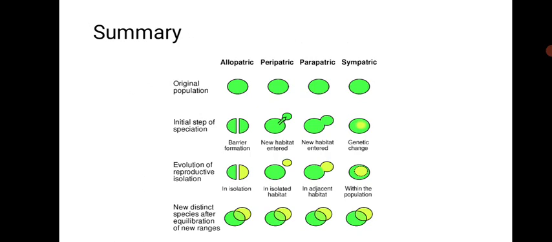In parapatric speciation, a new habitat is entered in an adjacent habitat and speciation can occur. And in sympatric speciation, genetic change within the population and speciation can occur. So here we complete the species and speciation.